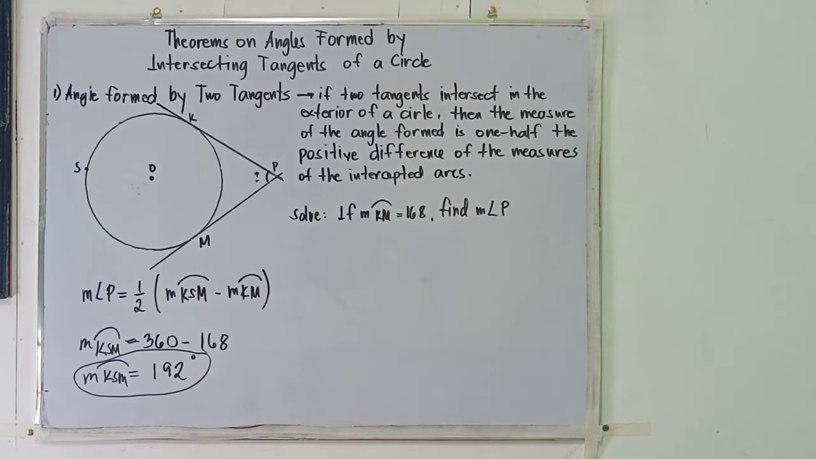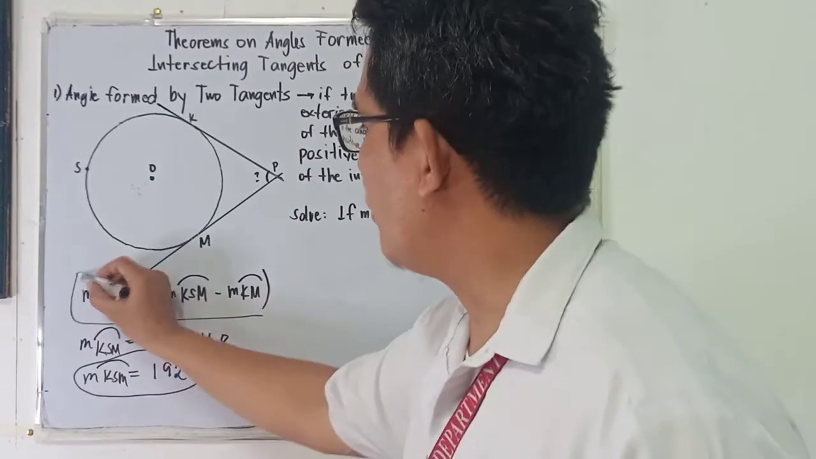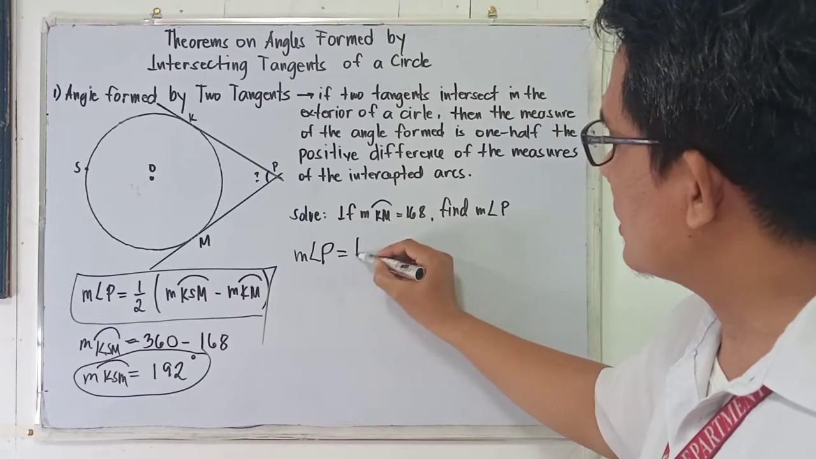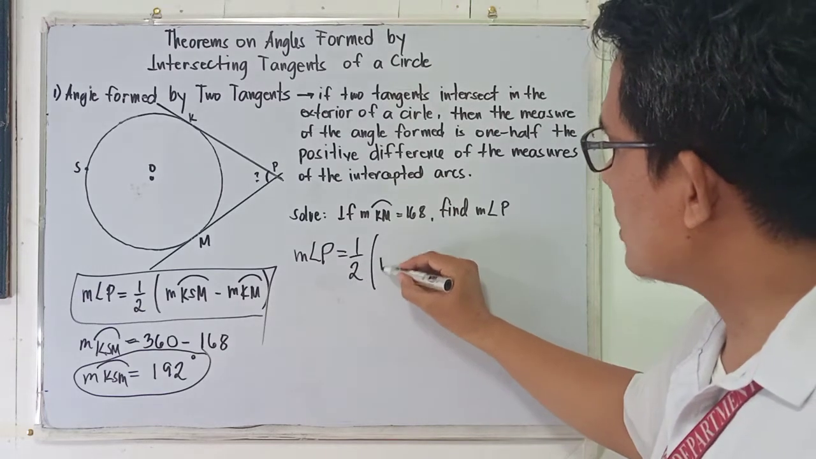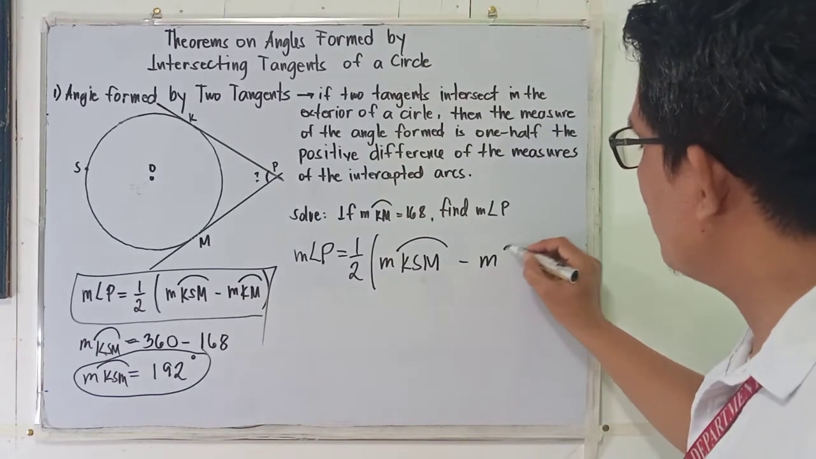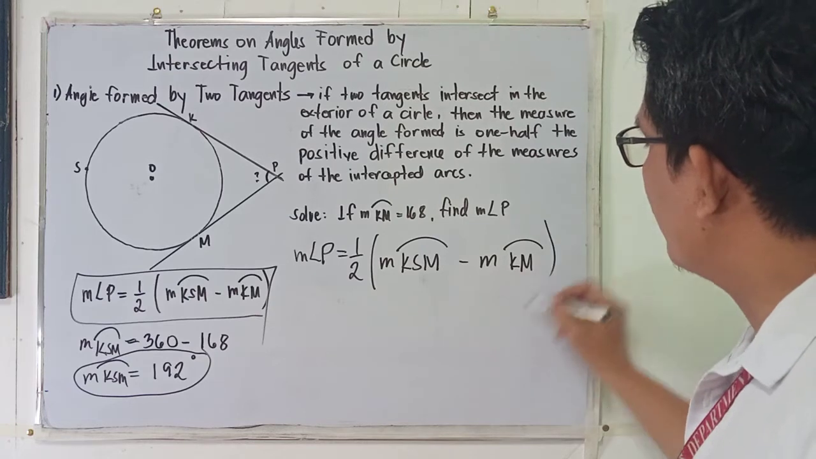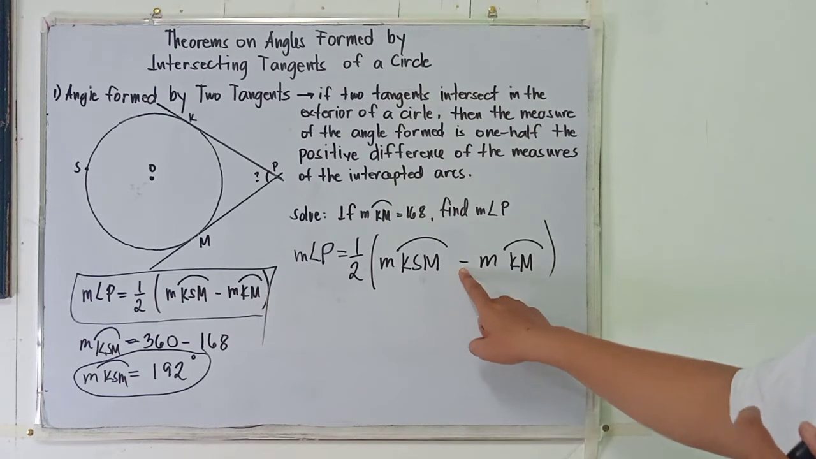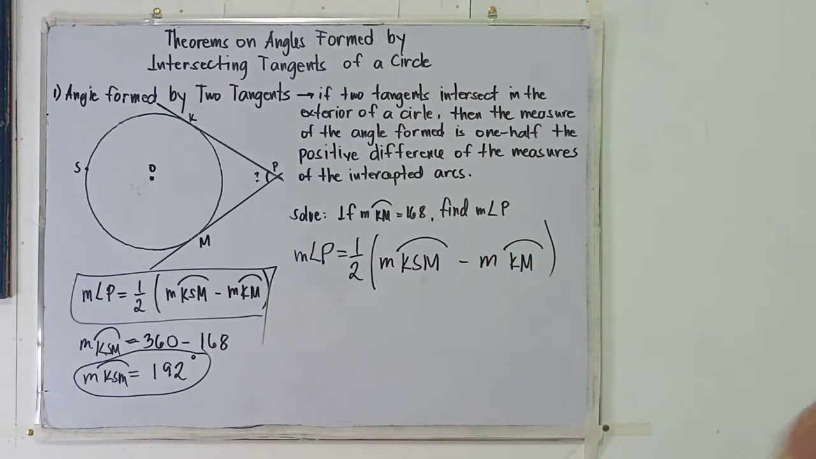So we are now going to use the information after we have solved for KSM, which is 192, and the given, which is 168, to solve for angle P using this formula. The measure of angle P is equal to 1/2 the measure of arc KSM minus the measure of arc KM. Again, when we subtract, we just subtract the bigger minus the smaller, in order to have a positive value and not a negative value.